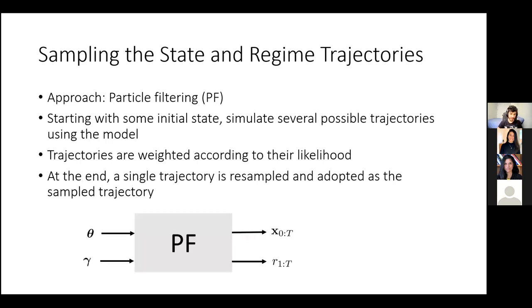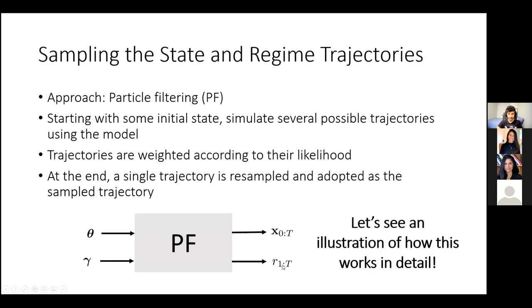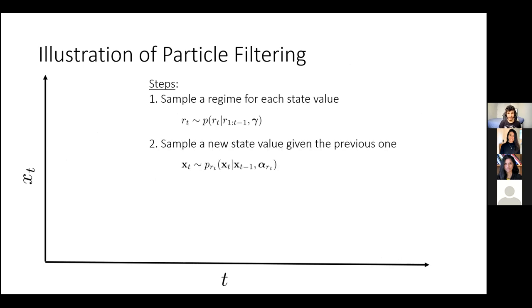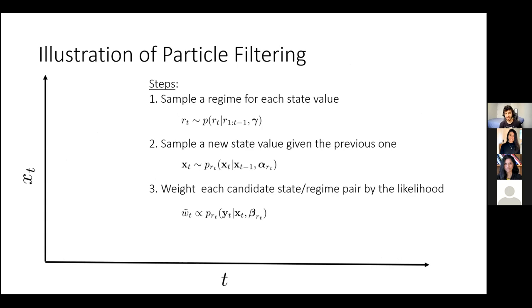In summary, if I'm giving you a black box, I feed in parameters to the particle filter, and I am able to obtain samples of the states and the regimes as an output. And let's see an illustration of how this works. So there are four steps. The first step is you sample a regime for each state value. Then you sample a new state given the previous one based on the regime you just sampled. So you'll see X_t depends on R_t. Then you weight each of the state regime pairs by the likelihood. And then you return to step one and you repeat until you're done.